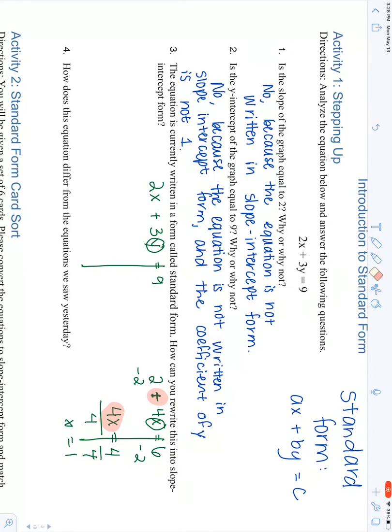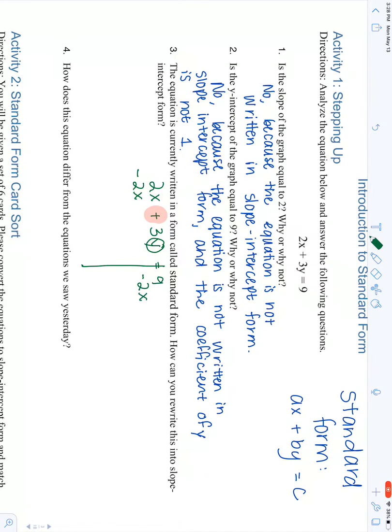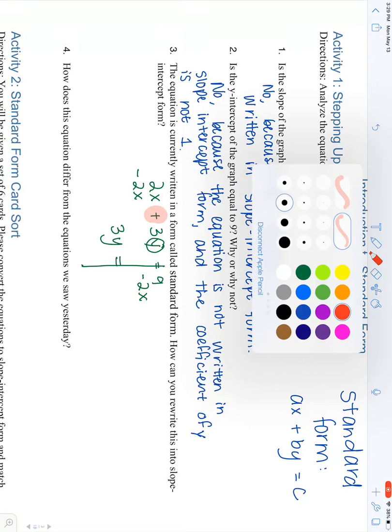But the process is very similar to solving a two-step equation, okay? So I'm going to subtract this 2x from both sides because that is what's being added. So first I need to get rid of that before I do any dividing. So I'm left with 3y on this side is equal to, I can't combine these like terms.